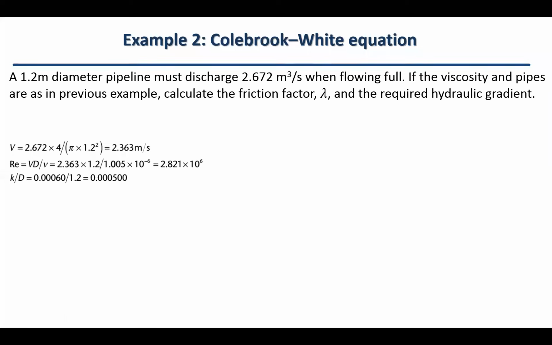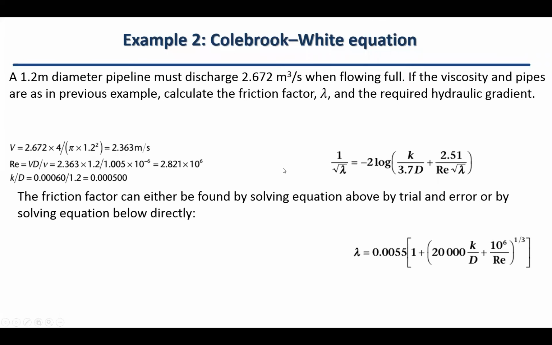K over D can be calculated as 0.0006 divided by the 1.2 meters diameter, and this is the result of the K over D relative roughness, 0.000500. And here, we can use this equation. But for the first estimation of lambda on the right-hand side, we can use the equation that we have at the bottom right.